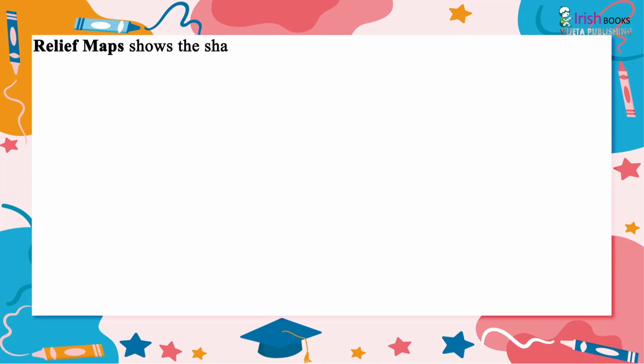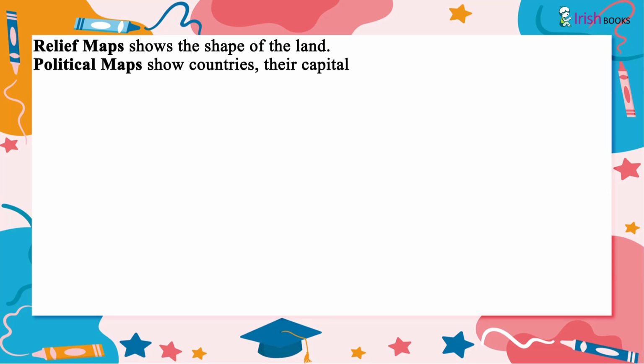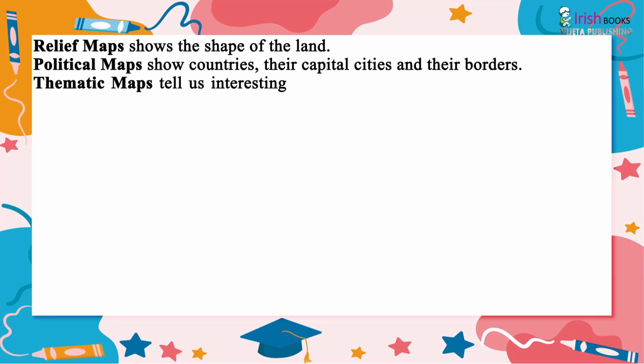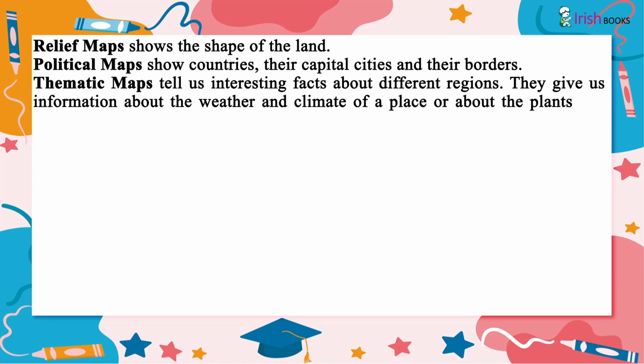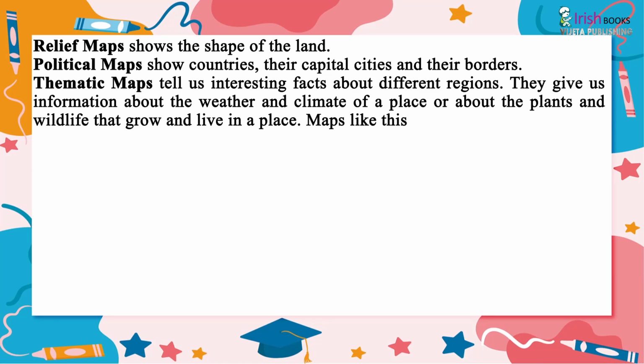Relief maps show the shape of the land. Political maps show countries, their capital cities, and their borders. Thematic maps tell us interesting facts about different regions. They give us information about the weather and climate of a place or about the plants and wildlife that grow and live in a place.